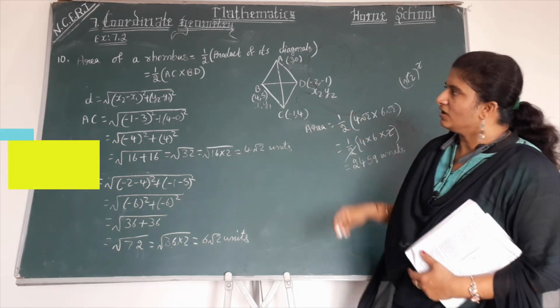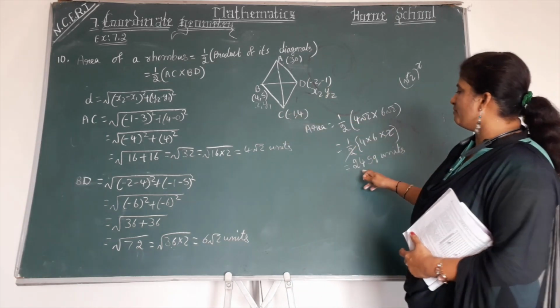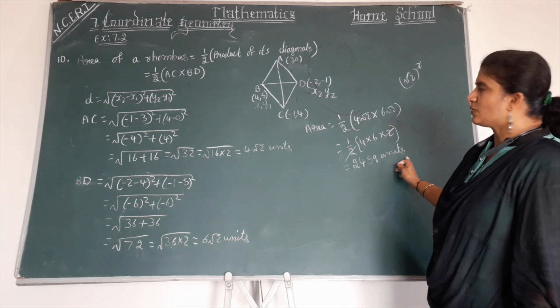Okay. What is the area of the given rhombus? Area of the given rhombus is equal to 24 square units.